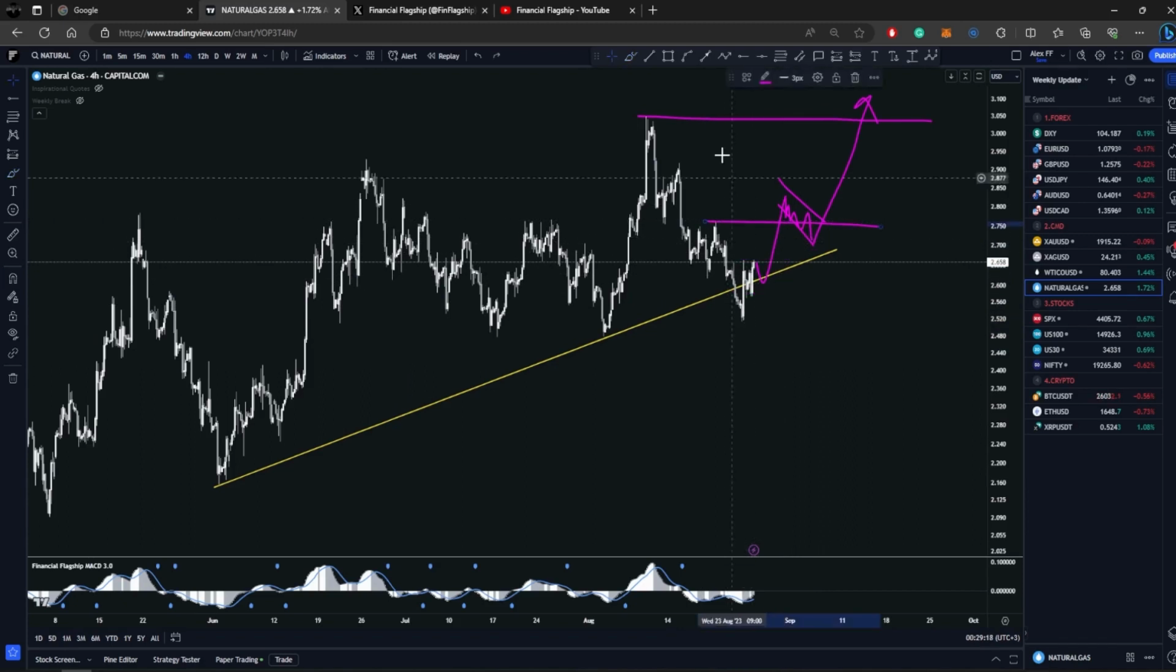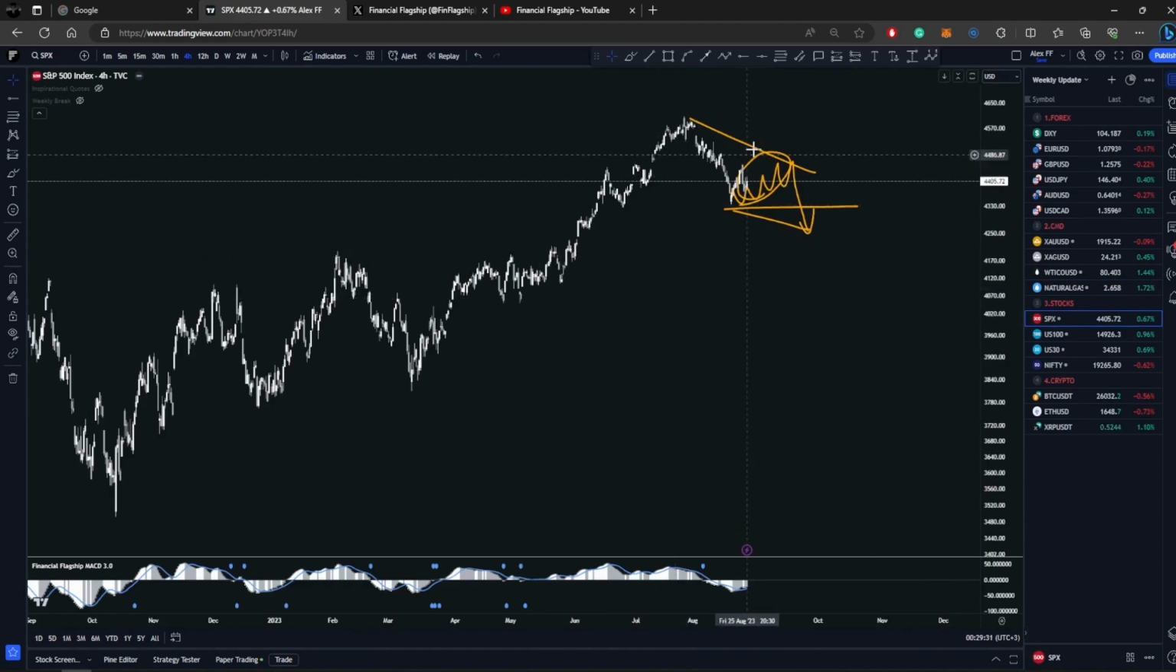Let me change the color for you. I'm going to make a yellow line here. Wait for the price to break outside the yellow line, consolidate, and then if that happens, you can go with your buy setup. Now let's move over to the stock market and start off with S&P.